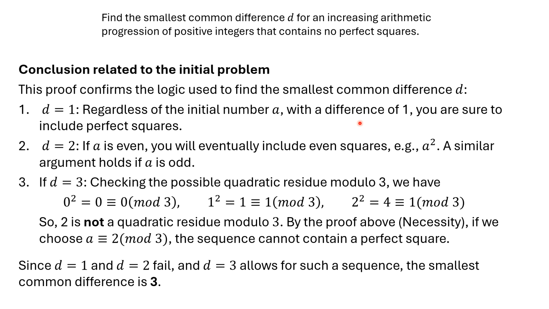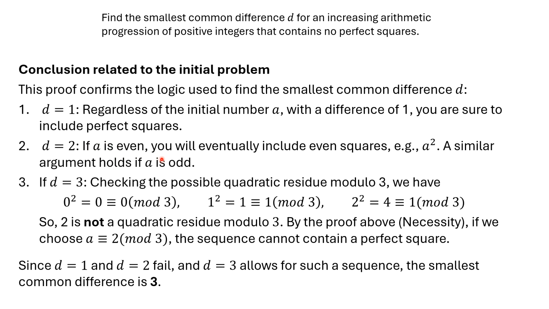So the perfect square, that's going to be in the sequence. You're going to hit things even before that, like 7 squared and 8 squared and 9 squared, but this case doesn't work. The second case, if the difference is 2, there are two subcases.